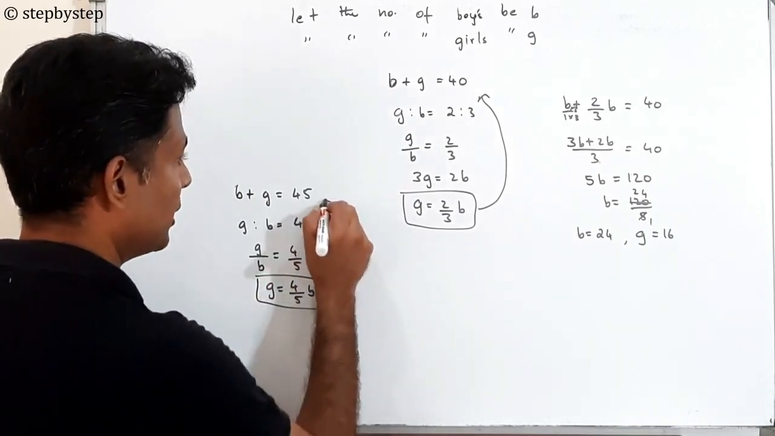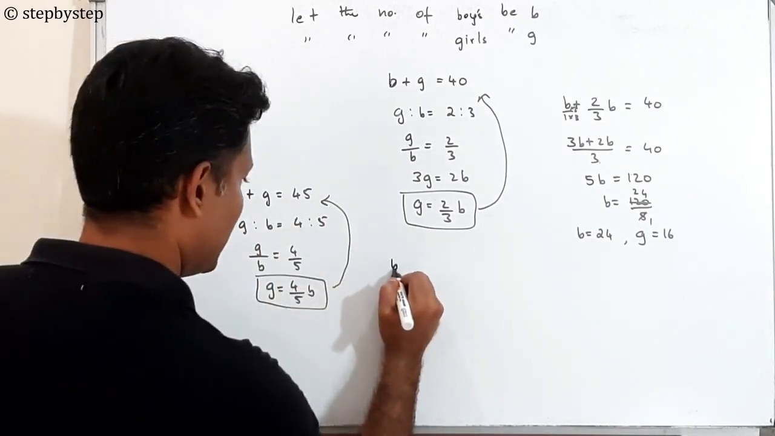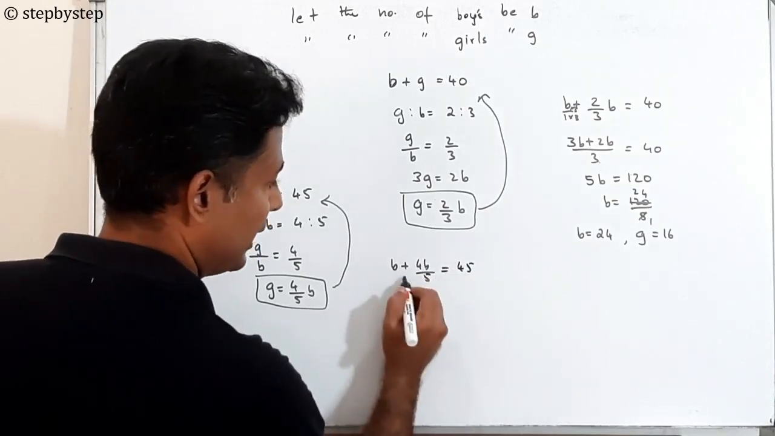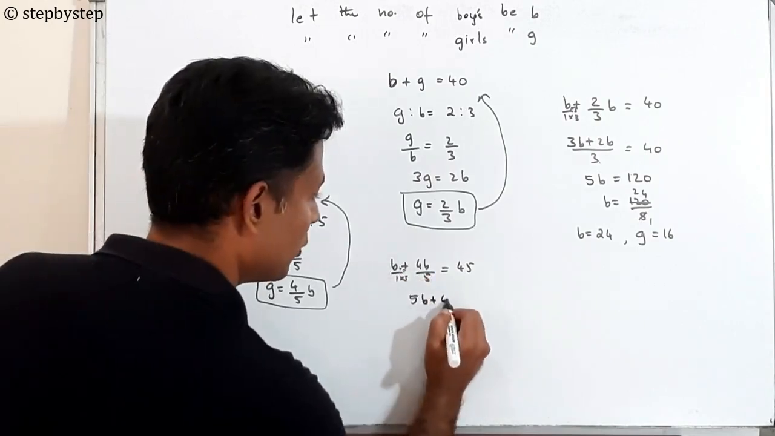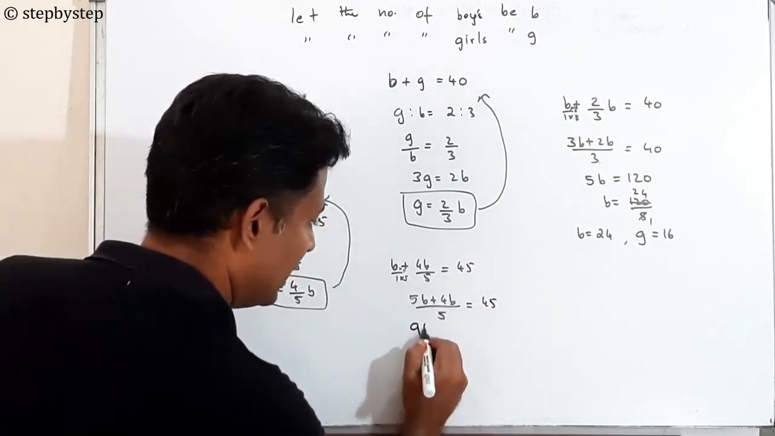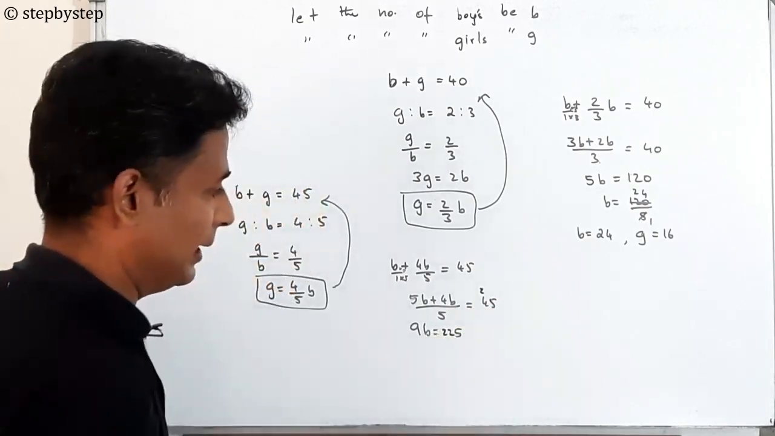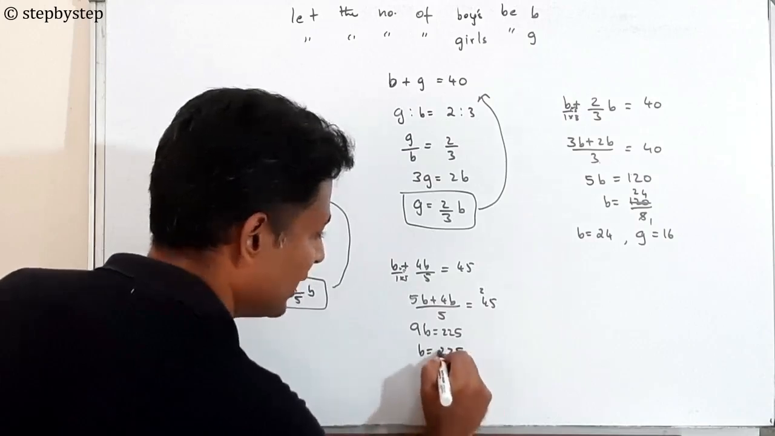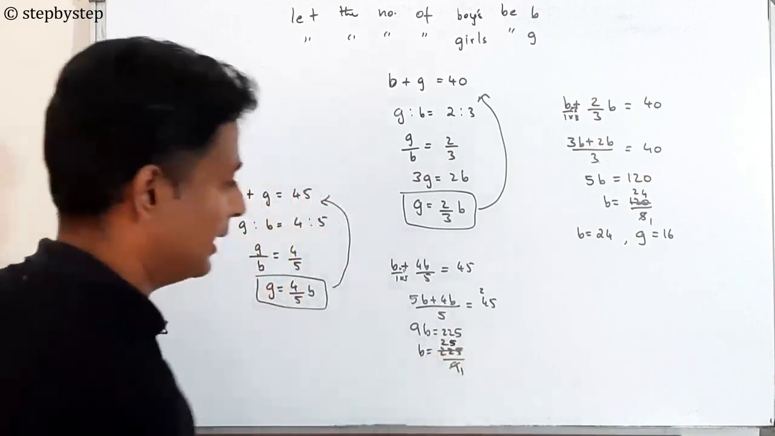Now this I'll substitute in this. So what do I get? B plus 4b by 5 equal to 45. Taking LCM, 1 into 5, 4b also into 5. I get 5b plus 4b by 5 equal to 45. 5b plus 4b, I get 9b equal to 5 into 45, that is 225. So I get b equal to 225 by 9. So 9 twos are 18, 45 is left, so 9 fives are 45.